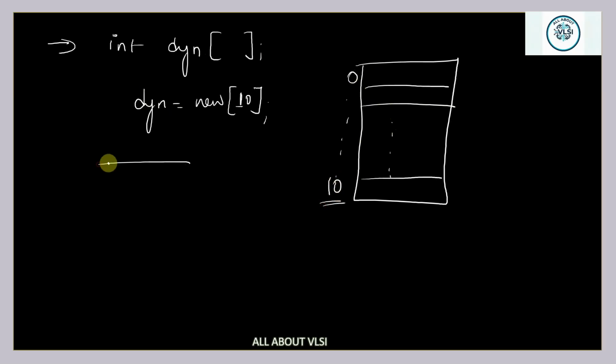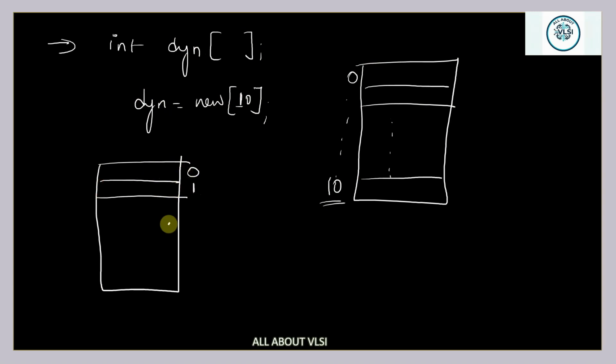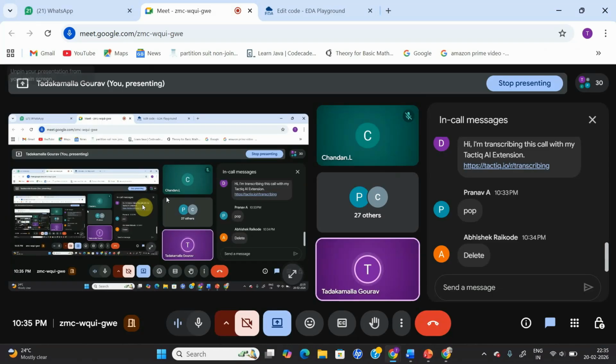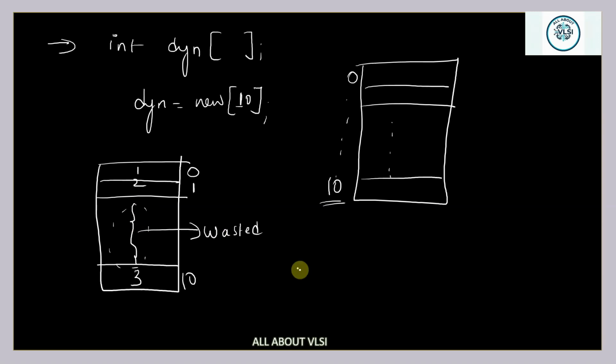And let's say I store elements only in the 0th location, the first location, and the last location. Then the locations present in between are wasted. If I'm not storing any element in the middle locations, all those memory locations are wasted. Am I right or wrong? You have created a total of 10 locations, but if you're only storing data in the top and bottom locations, then obviously your middle locations are wasted.